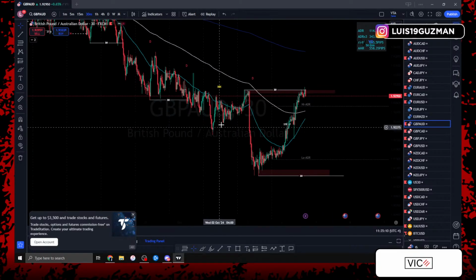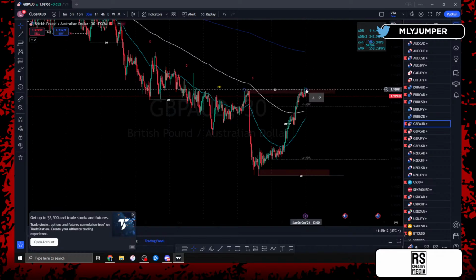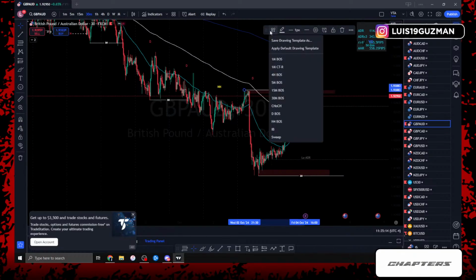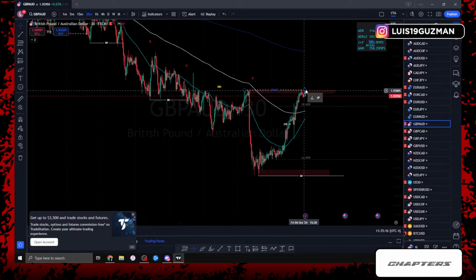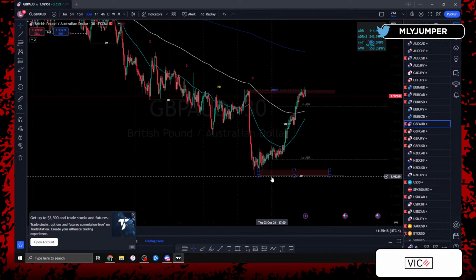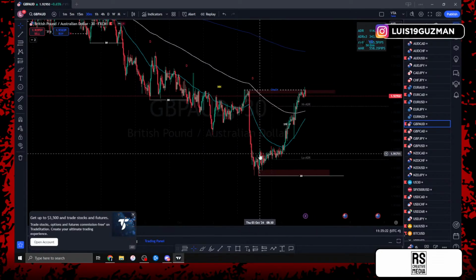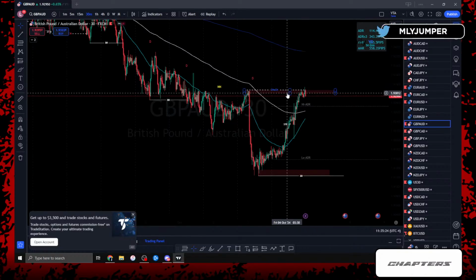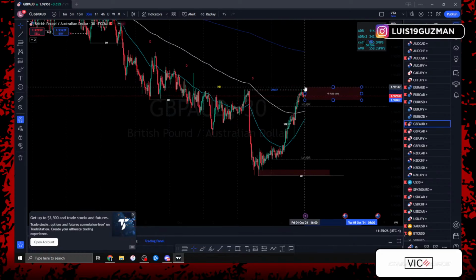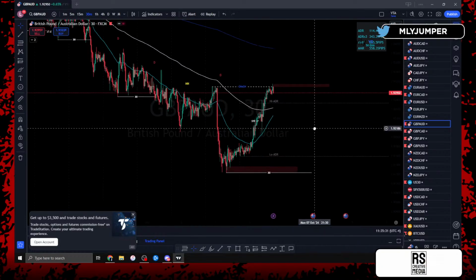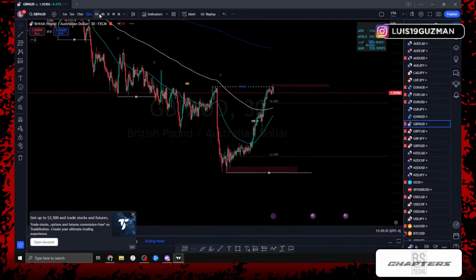We ended up having lower low, lower high, lower low, and price gave us a change of character here. Still not a solid break, it's still just wicks, but since it is the 30-minute time frame, I'm still going to mark this as now lower low, higher high. But again, I want to see a clean break before anything else.